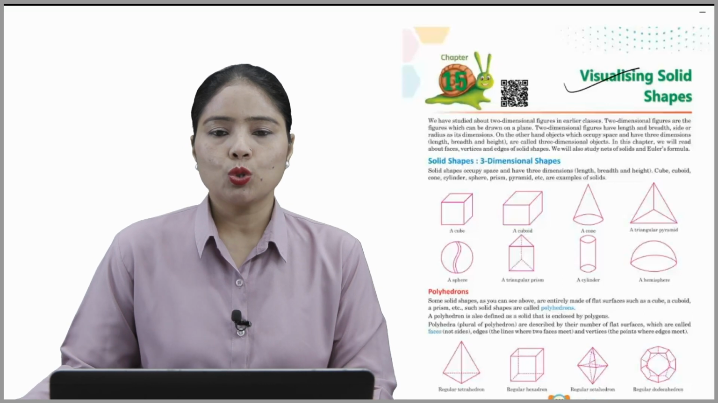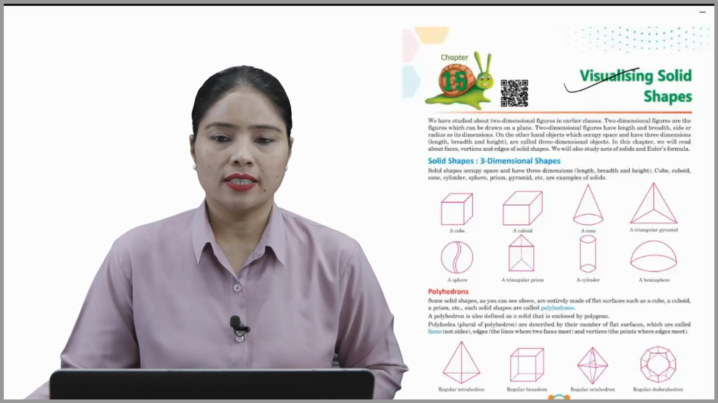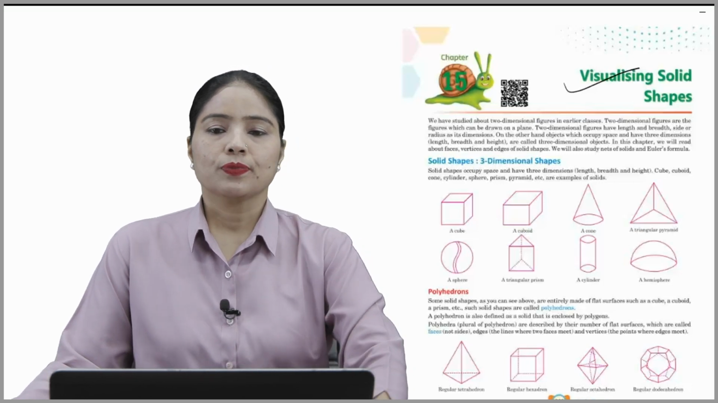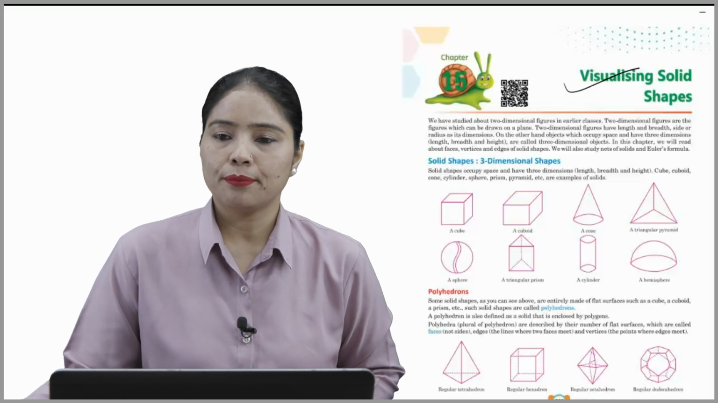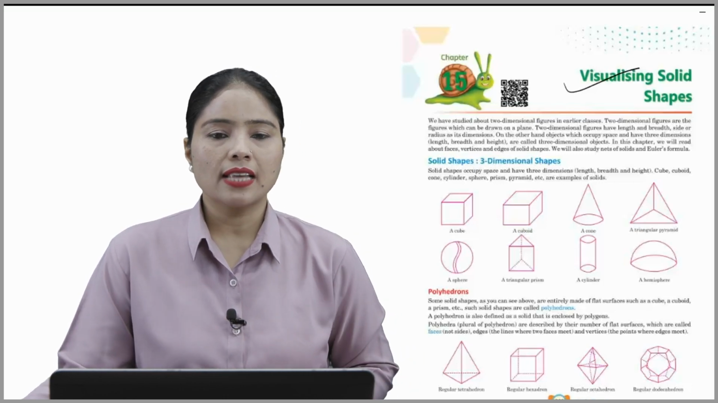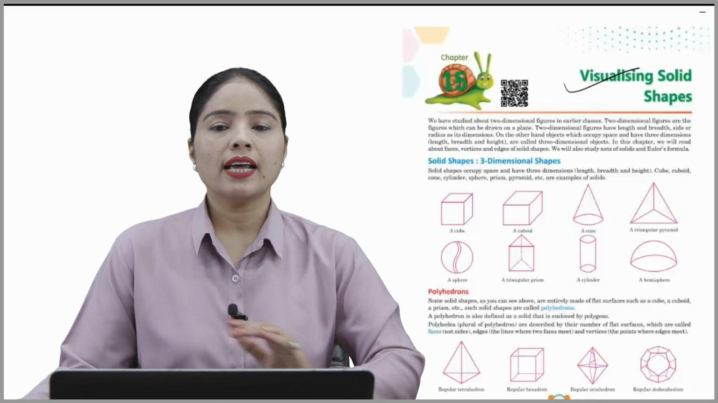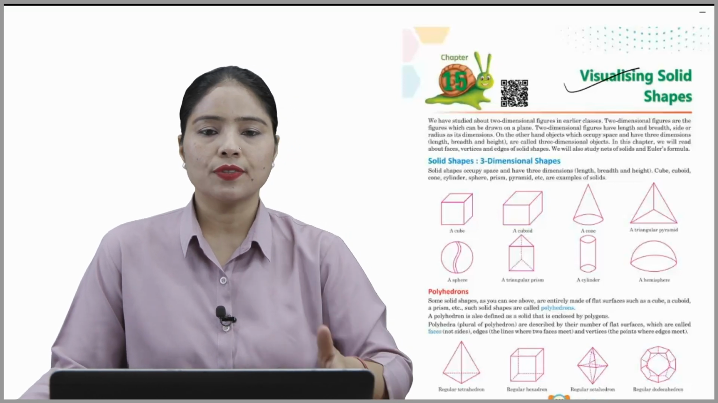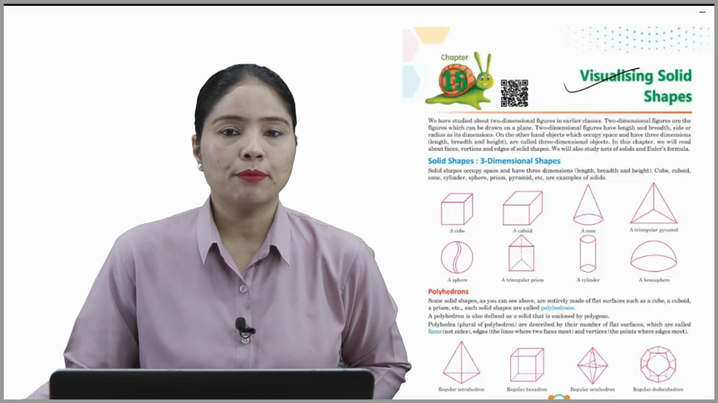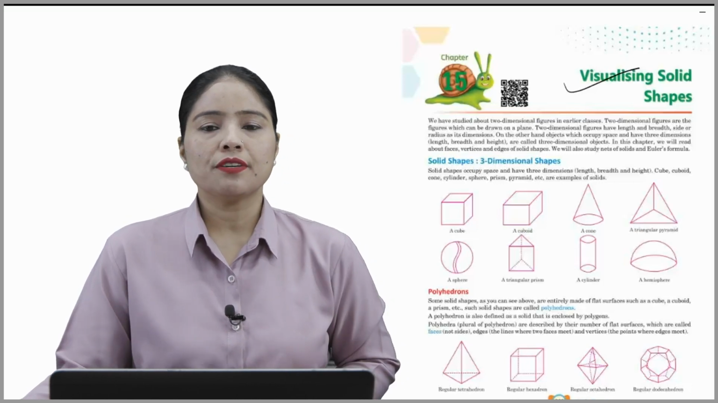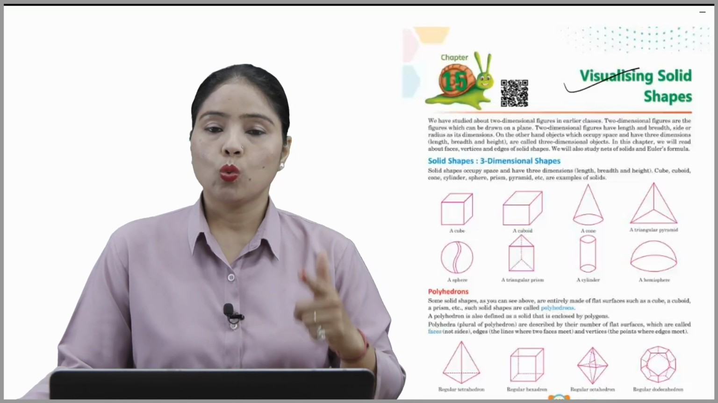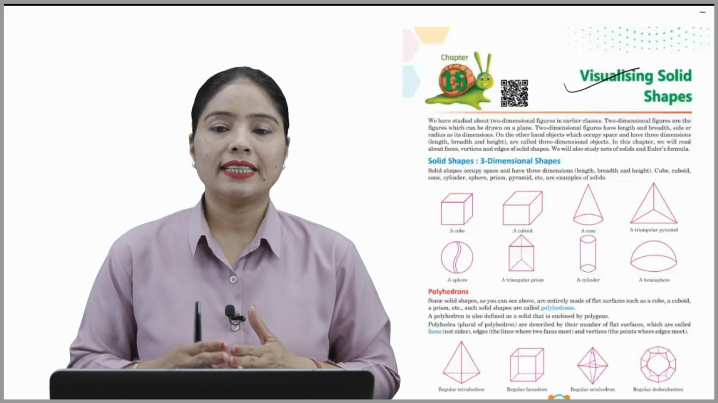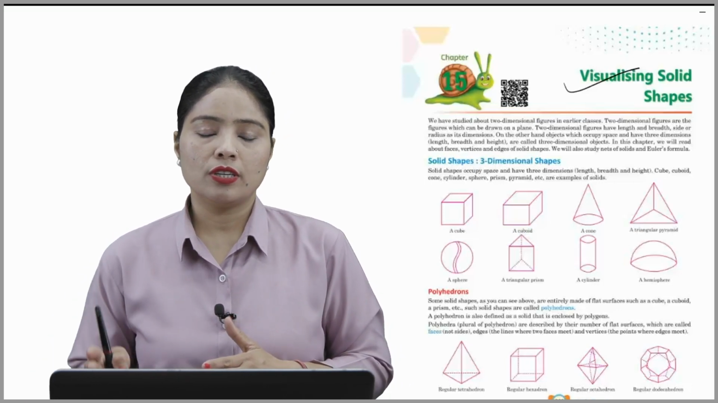We have studied two-dimensional figures in earlier classes. Two-dimensional figures are the figures which can be drawn on a plane. They have length and breadth, sides or radius as their dimensions. On the other hand, objects which occupy space and have three dimensions, that means length, breadth and height, are called three-dimensional objects. In this chapter, we will read about faces, vertices and edges of solid shapes. We will also study nets of solids and Euler's formula.